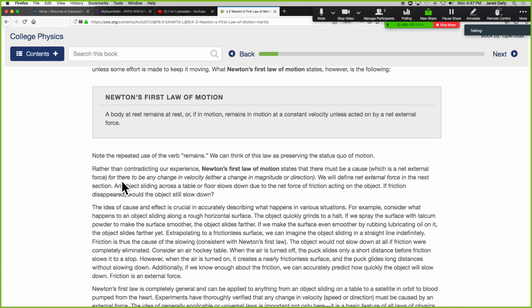Now what they say here is a body at rest remains at rest, or if it's in motion, it remains in motion at constant velocity, which means constant speed and constant direction, right? Unless acted on by a net external force. Net force means that the total amount of forces you add up, you'll have some leftover force that's acting in some direction. And then external means that it's acted on by something outside of the object itself. The object can have forces going on inside of it, but those are not considered external forces, and they don't affect the motion of an object.